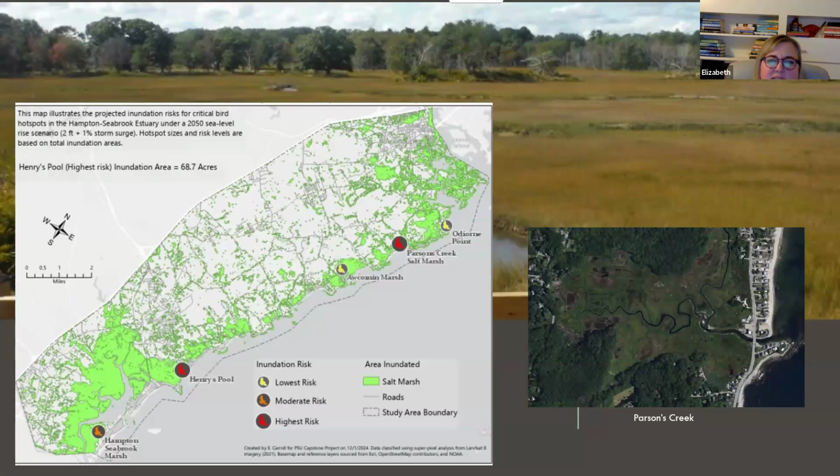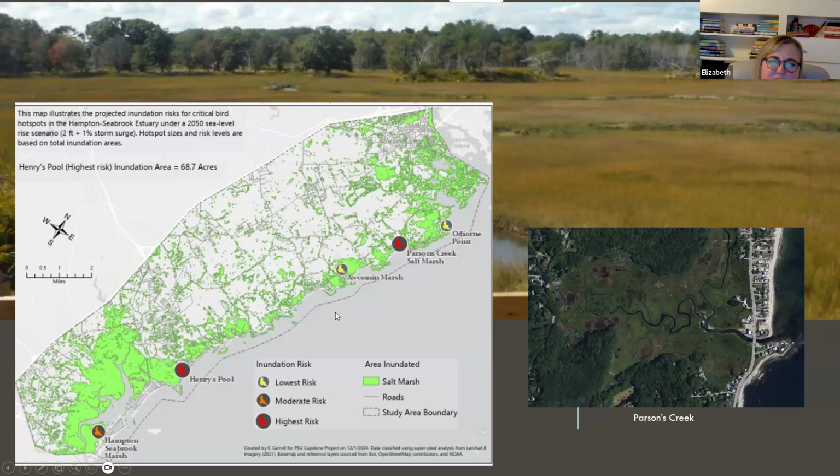And hotspot sites, they're just public access sites where people have seen a lot of birds. I looked for specific sites that had over 150 species for the last 25 years. And then I created a CSV file for that and uploaded it here, and then intersected it with the other inundation layer to create my risk levels.